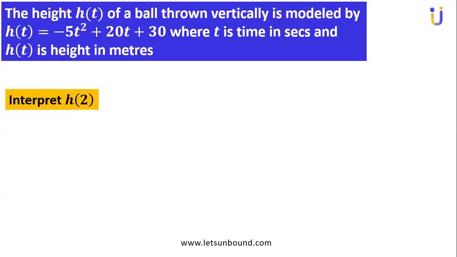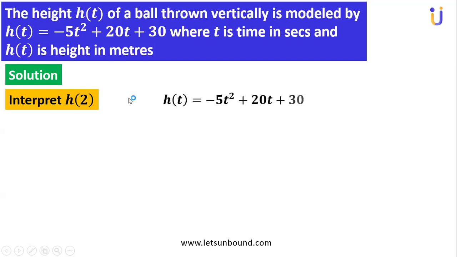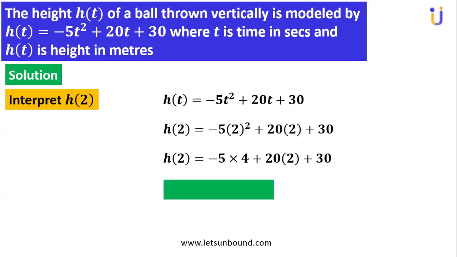And here is an example. The height h of t of a ball thrown vertically is modeled by h of t equals minus 5t squared plus 20t plus 30, where t is time in seconds and h of t is height in meters. Now interpret h of 2. Let's solve. Very simple. Just plug in 2 in the given function. So write your function and plug in 2. You get h of 2 as 50 meters.